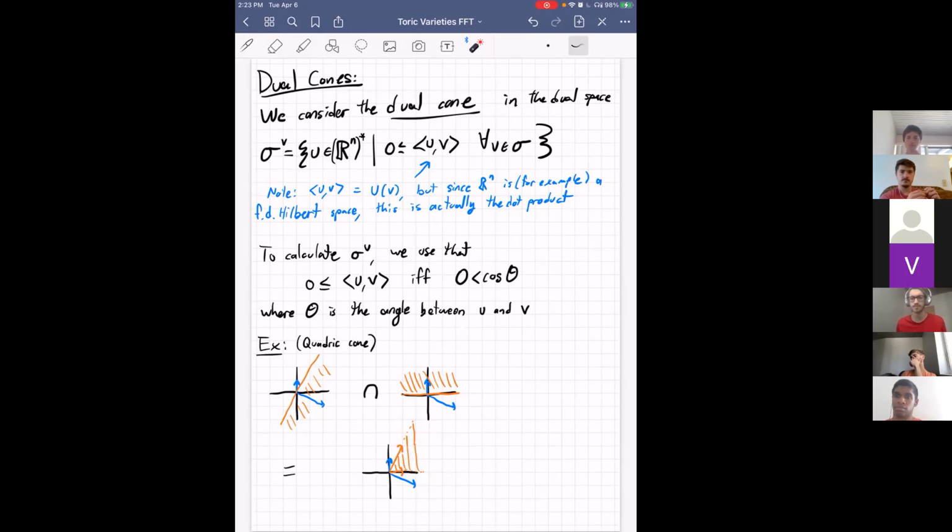So this is just the intersection of the half planes associated with the vectors that generate the cone? Pretty much, yeah. That's exactly what it turns out to be. That's not technically its definition, but it's an easy exercise to show that yes, that's exactly what it is.